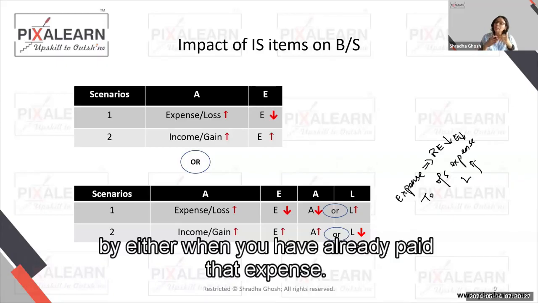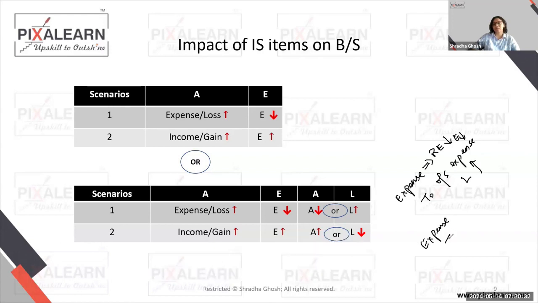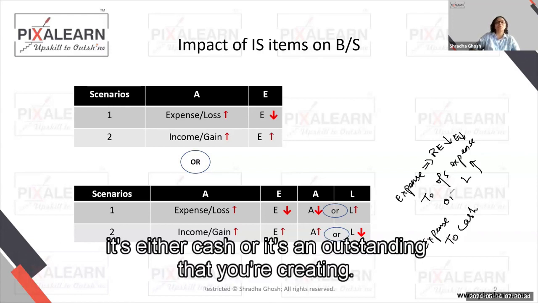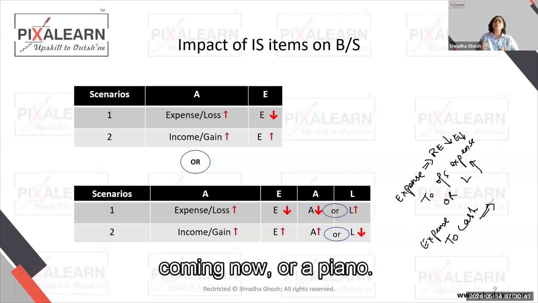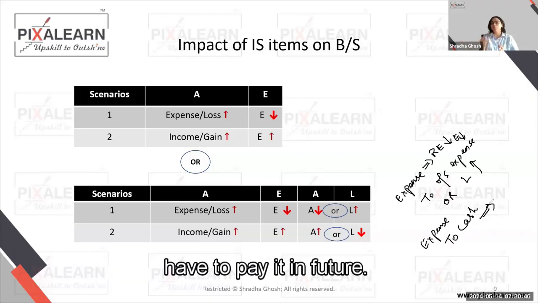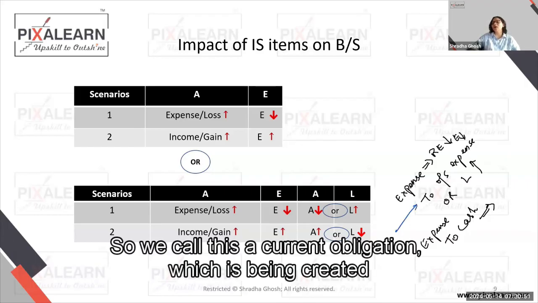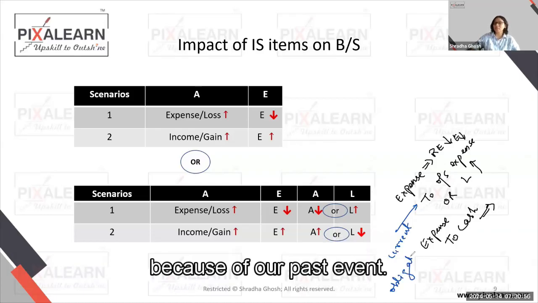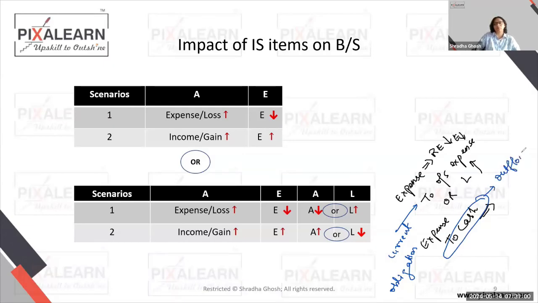And that is also substantiated by either when you've already paid that expense. Whenever you're having a debit of an expense, it's either cash or it's an outstanding that you're creating. So a P&L debit will either result in a cash outflow, which means the asset is coming down, or a P&L debit will result in the liability increasing, whereby you know that you have to pay it in future. So this is an obligation. We call this a current obligation, which is being created because of a past event. And this is the outflow of resources.